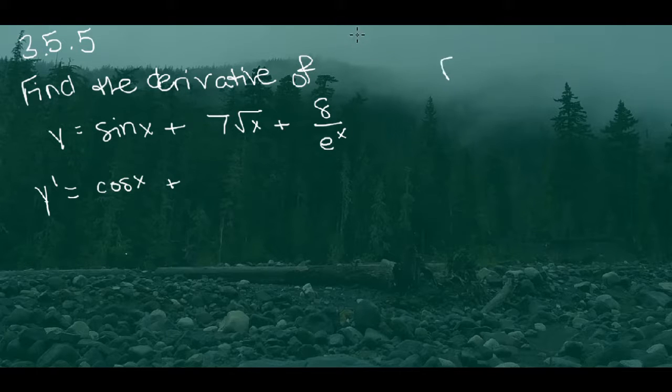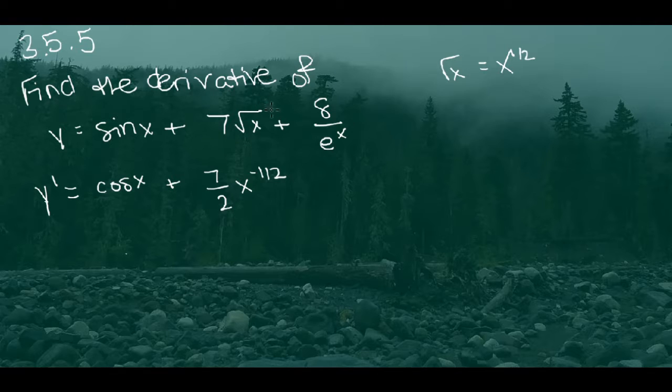Remember that I can rewrite the square root of x as x to the 1/2 power. And then I can apply my exponentiation rule on this, my power rule. So I'm taking this 1/2 power down, multiplying that out front, so I get 7/2. And then I am subtracting 1 from that power, so I get -1/2.